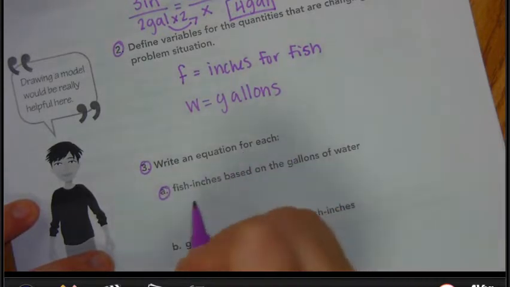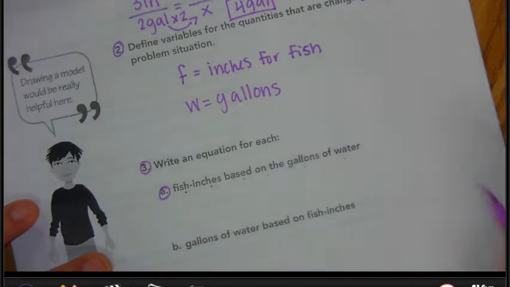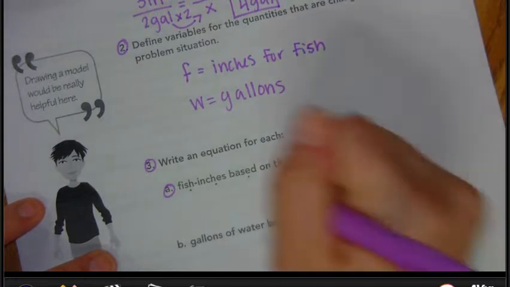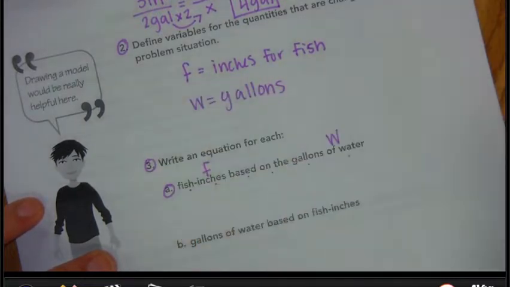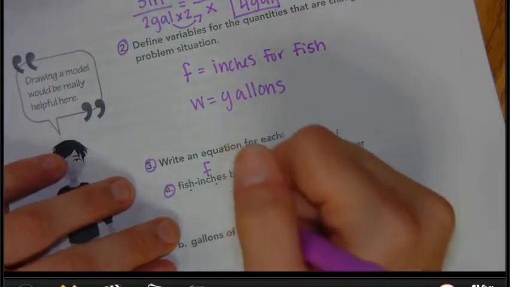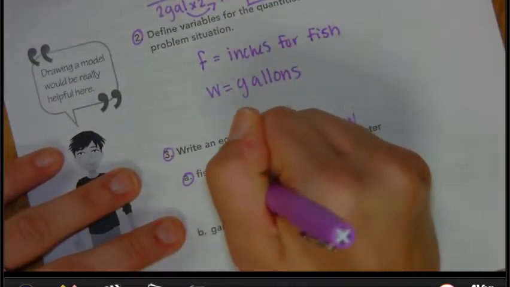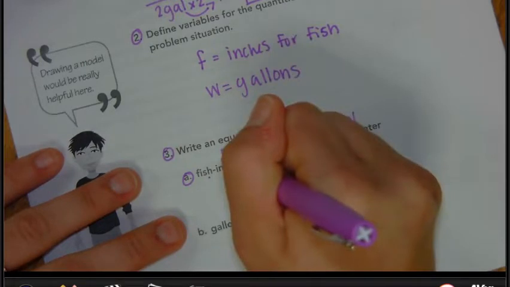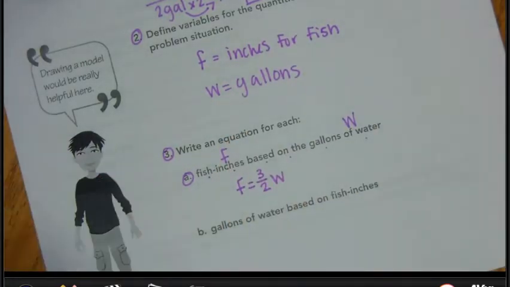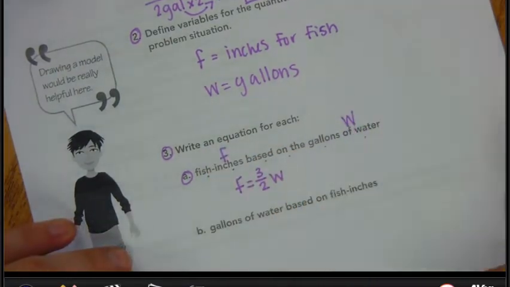So write an equation for each. We're only going to write an equation for the one: fish inches based on the number of gallons of water. Well, I have my W, and I'm trying to find F. I'm going to use my ratio that I wrote up here. So F is equal to 3 over 2 W. I'm looking for F and I have W.